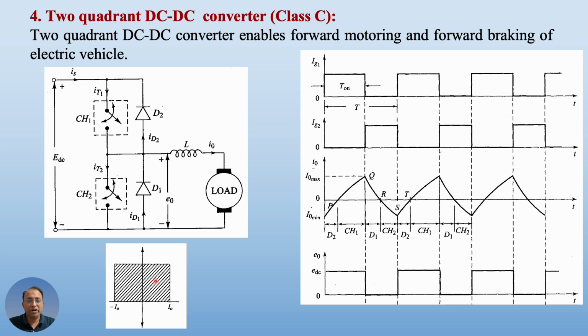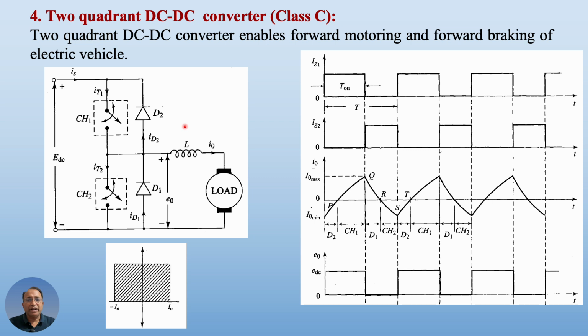This is the first quadrant where output voltage and current both are positive, and the second quadrant where output voltage is positive but current is negative, that is, current reverses. So this kind of operation can be helpful in the case of forward motoring in the first quadrant and then reversal of current, so forward braking for the electric vehicle.